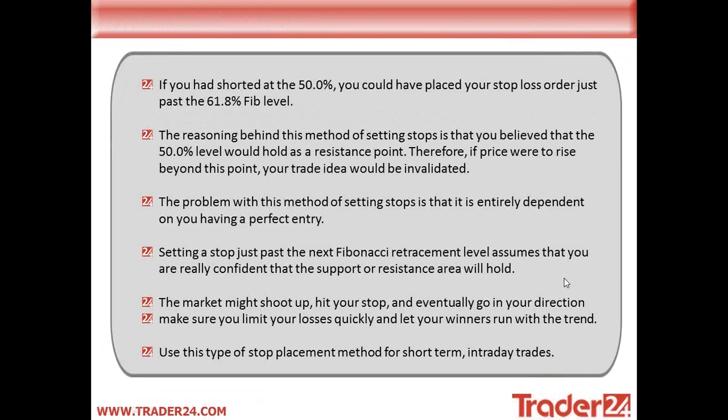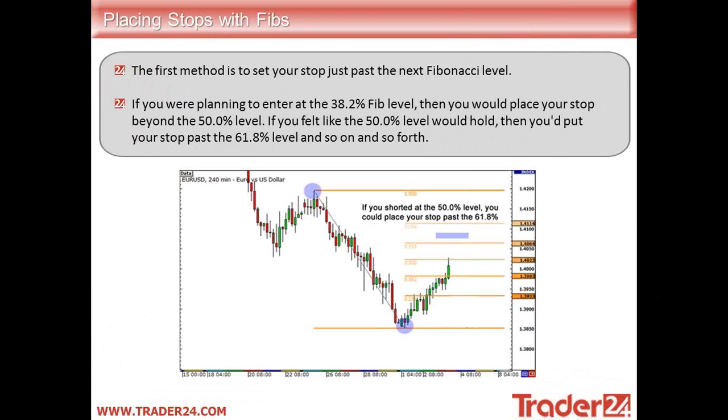Okay, so the reasoning behind this method of setting stops is that you believe that the 50% level would hold as a resistance point. So let's go back there so we can visualize it again. We saw that the market was at the 50% level. I'm going to put my stop loss level at 61.8, which is just a little bit further up, and I'm looking to short. So my conviction would be that the level is going to hold.